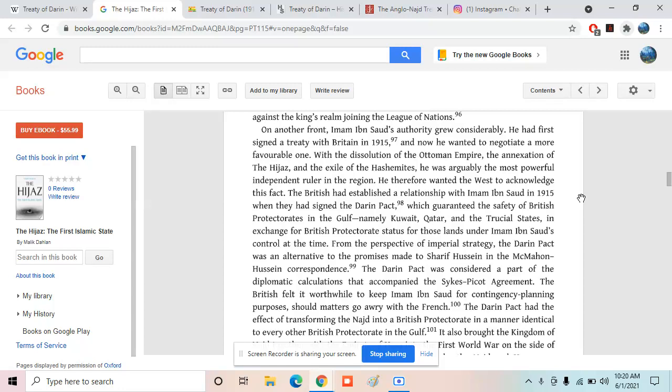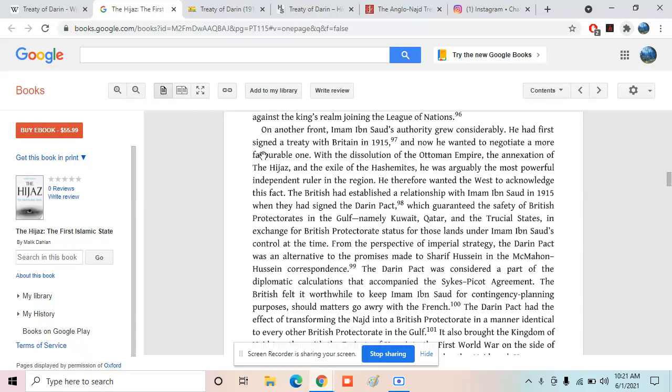So I'm just going to try to quickly explain how the early parts of the Saudi state were established. So I'm just going to read this right here. On another front, Imam ibn Saud's authority grew considerably. He had first signed the treaty with Britain in 1915. Now he wanted to negotiate a more favorable one with the dissolution of the Ottoman Empire, the annexation of the Hejaz, and the exile of the Hashemites. He was arguably the most powerful independent ruler in the region.